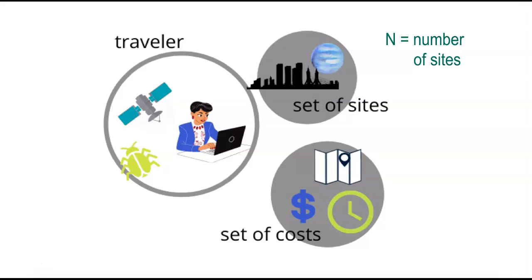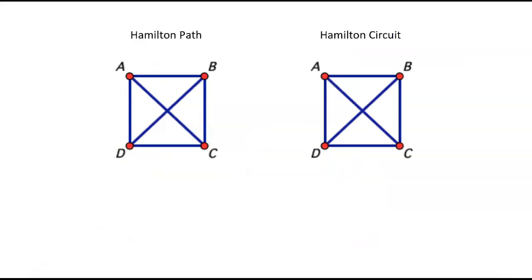A solution to any traveling salesman problem is a trip that starts and ends at one site and visits all the other sites exactly once. And the best option is called the optimal tour, and this is a tour with minimal cost. Traveling through our graphs and visiting each vertex exactly one time brings us to 2 options. We can have a Hamilton path or a Hamilton circuit.